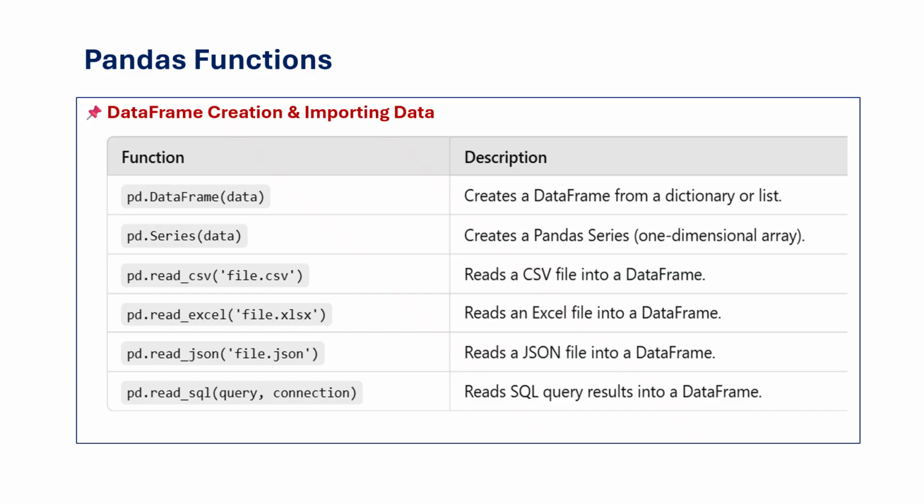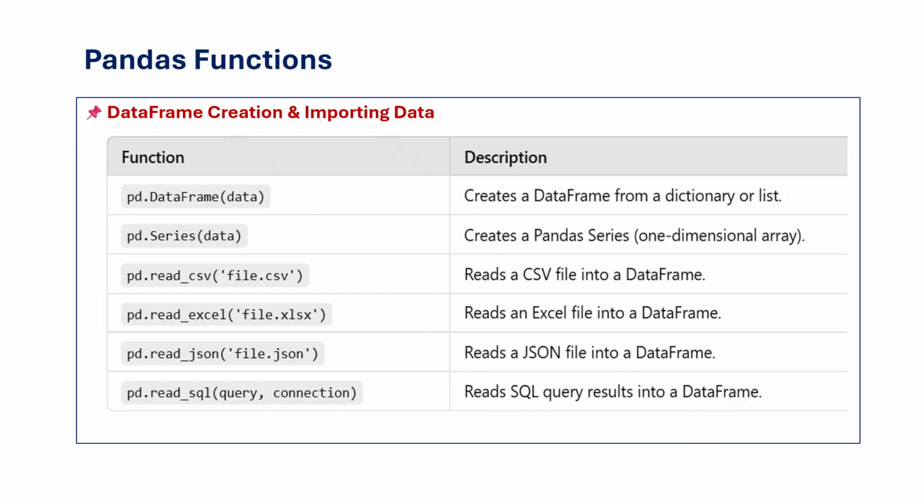How to read CSV data? The read_csv function is used to import data from a CSV file. CSV is nothing but comma separated values, the most commonly used format for storing tabular data. For reading Excel files, the read_excel function is used to import data from Excel files. Many organizations use Excel to maintain reports and records. Using pandas, this Excel data can be converted into a DataFrame and analyzed easily.